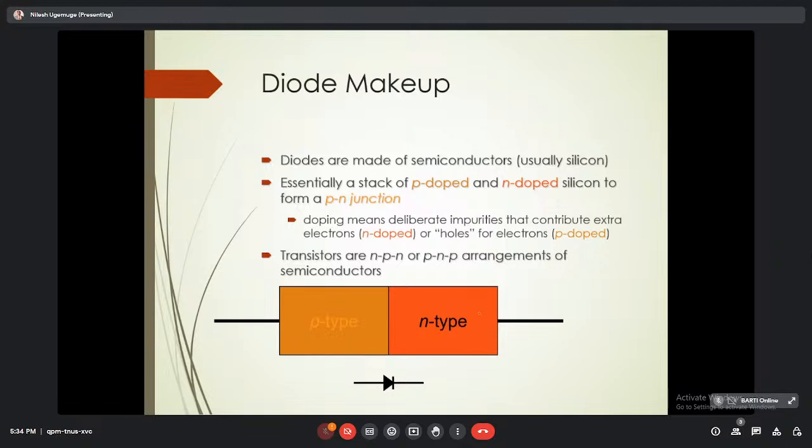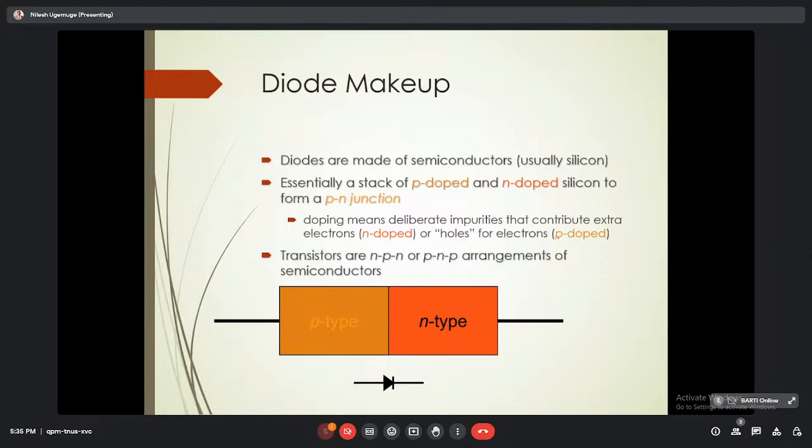So then again, doping means what? Basically, as we know, if we just use the elemental semiconductors like silicon and germanium, they don't have typical applications. So to modulate the band gap, the gap between the valence band and conduction band, we add N type or P type impurities, and accordingly we can have the P type material and the N type material. So doping means deliberate impurities that contribute extra electrons or holes for the electrons.